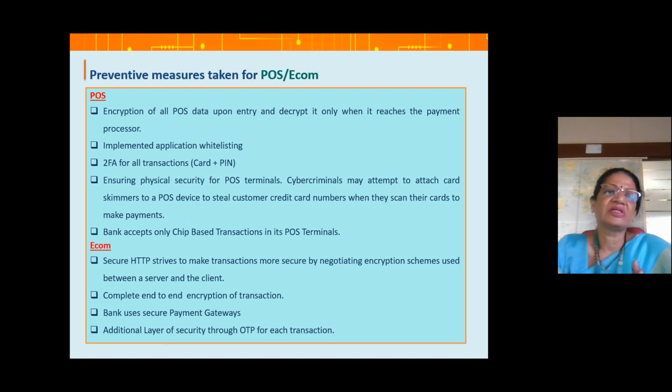Now we come to the physical point of sale machines, POS machines. In the POS machine, all the data is encrypted and decrypted only when it reaches the payment processor. All the applications are whitelisted. All the POS machines need card and PIN, except for a tap and pay transaction, a near field communication transaction, where PIN is not required. Otherwise, all the transactions are secure transactions.